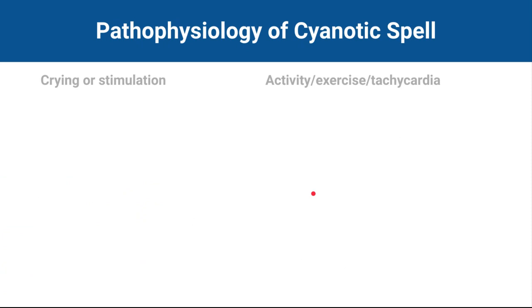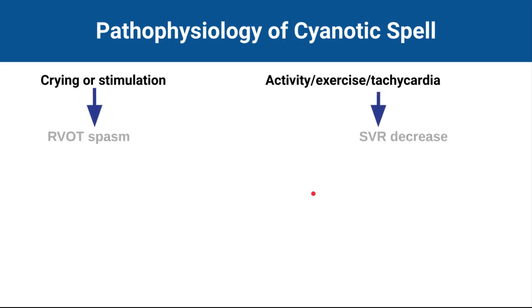So the pathophysiology behind cyanotic spell is crying and stimulation leads to right ventricular outflow tract spasm, and activity leads to decrease in systemic vascular resistance.